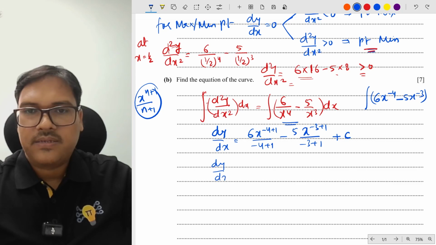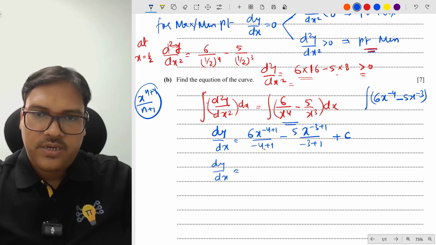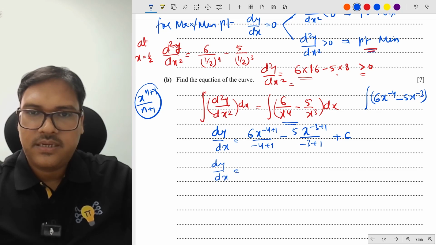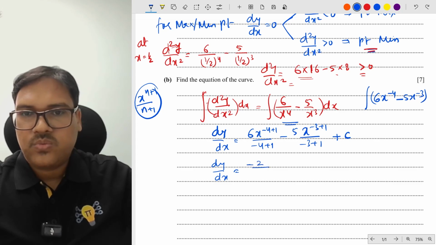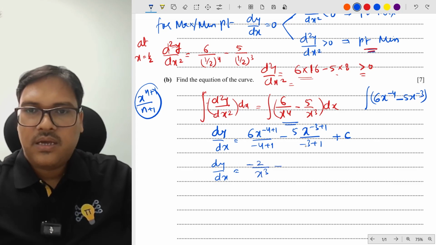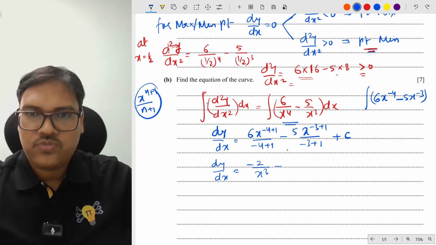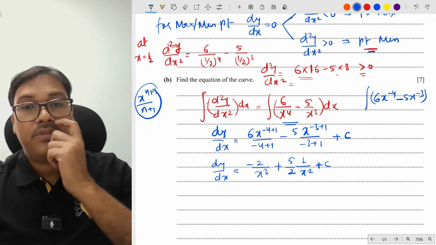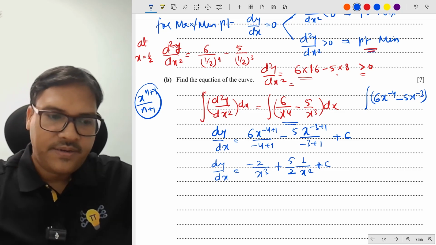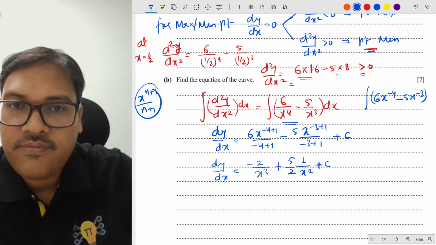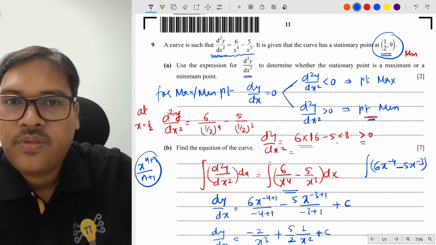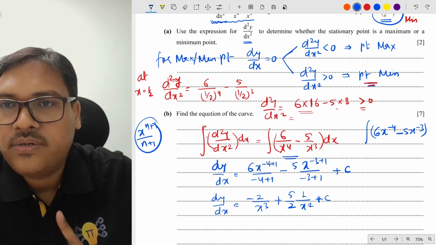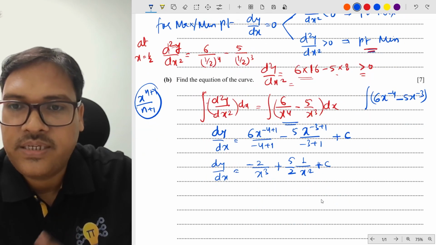Now what is this? dy by dx is equal to, this will become minus 2 upon x raised to 3, and this will become plus 5 by 2 into 1 upon x square, plus c. So this is the first condition which we have, correct? Now we have to find the equation of curve. Okay, we have not got the value of c, right?